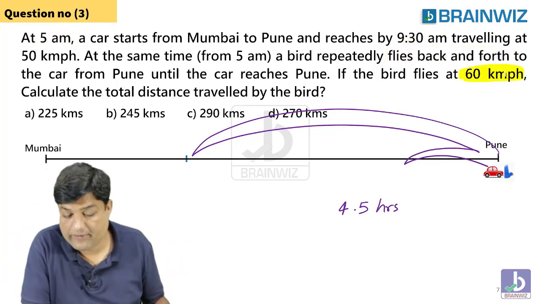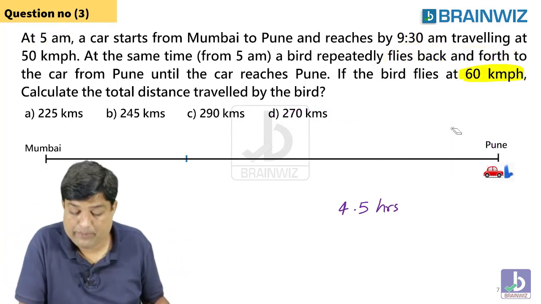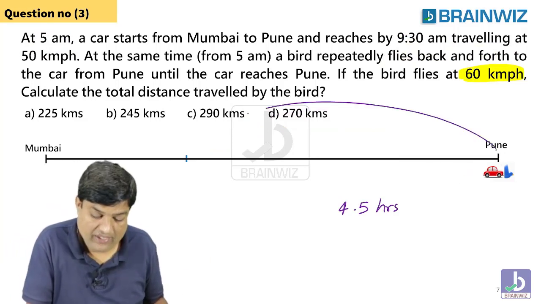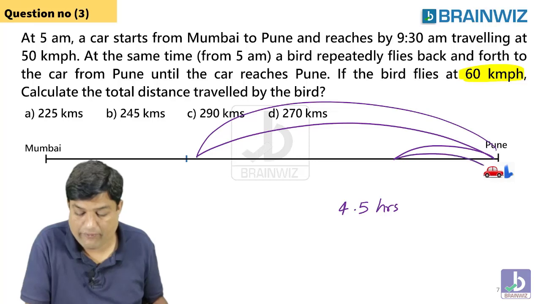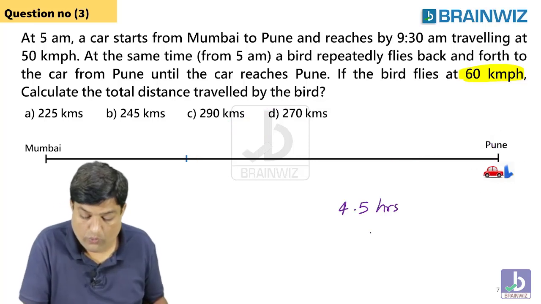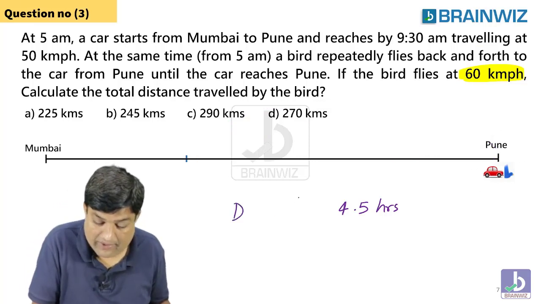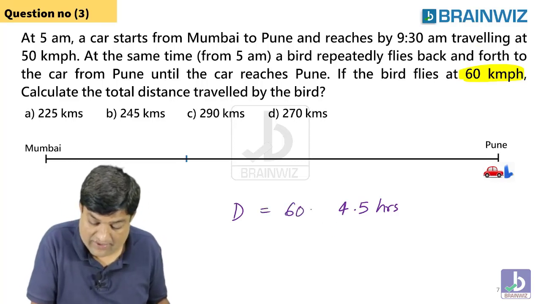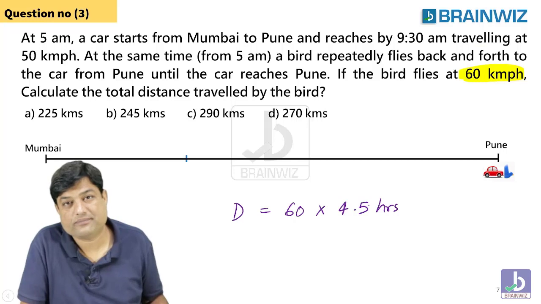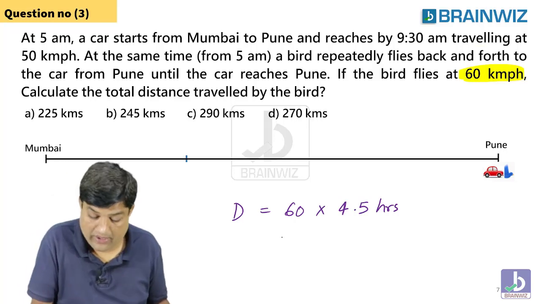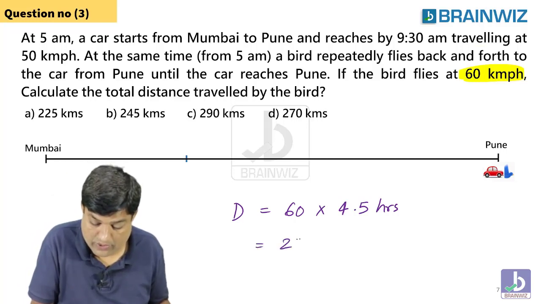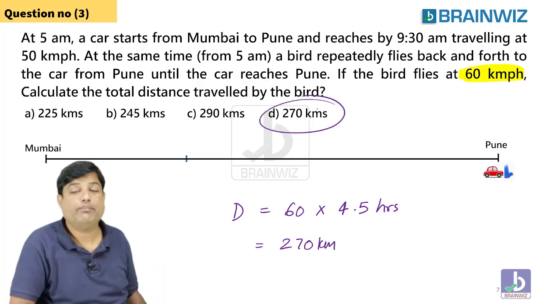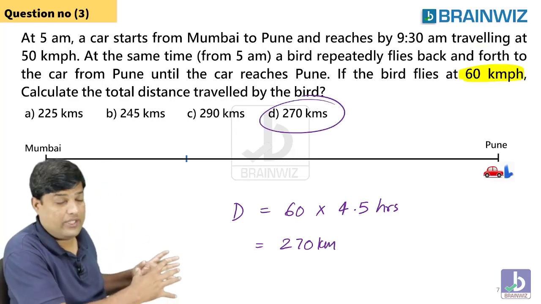The speed of the bird given to you is 60 km per hour. At the speed of 60 km per hour, the bird is flying here and there, back and forth. So the distance traveled by the bird is speed into time. The speed is given as 60, multiplied by 4.5. I believe you can get it: 270 kilometers.